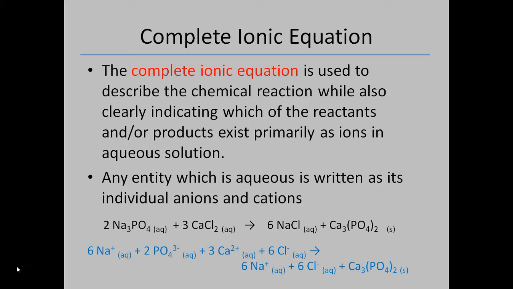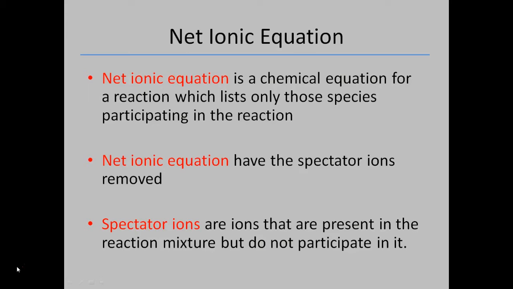Now, having all of these ions present can be confusing, especially since we can see that some ions are present in both the reactants and the products. So we often use what's called a net ionic equation. In a net ionic equation, we remove the ions that are present in both the reactants and products. These ions are called spectator ions. They're present in the solution, but they don't take part in the reaction. And so we remove them.